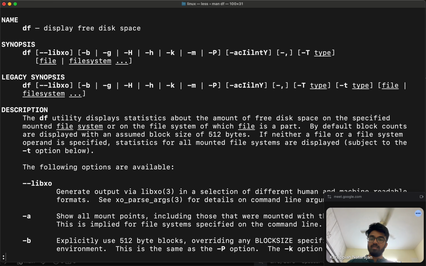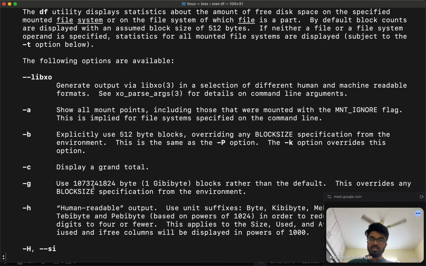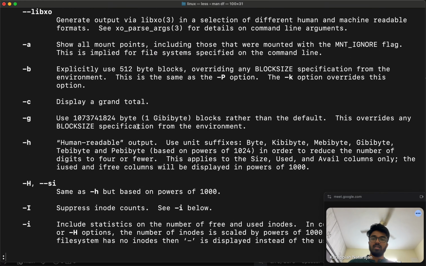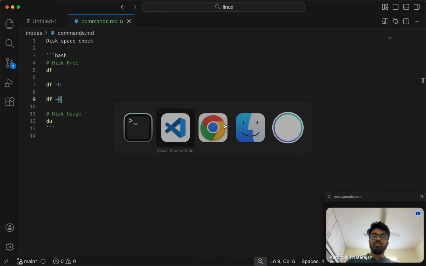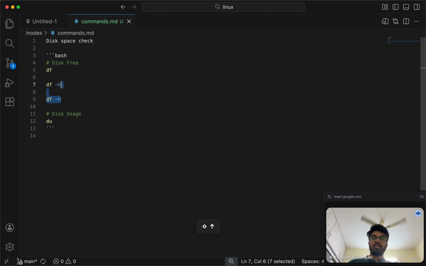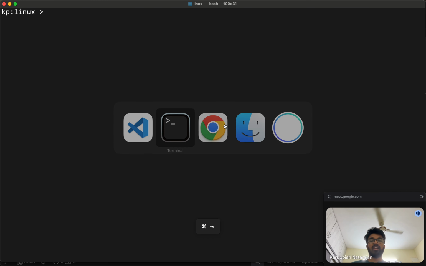I wanted to check this out. Gigabyte. Okay. I don't use that, and the default is always okay. So you basically use these commands to find out how much of the disk is free, how much is used, what is the capacity, like the total, and what is the free, right?